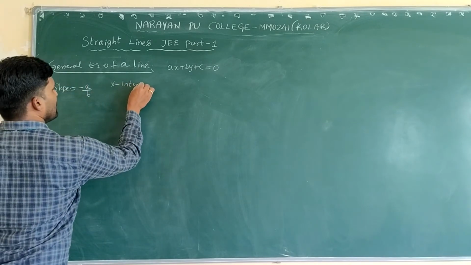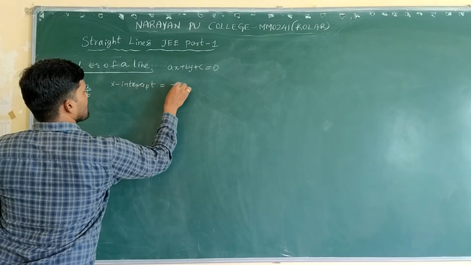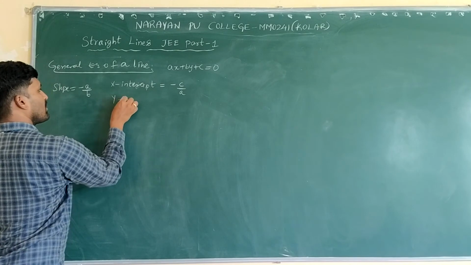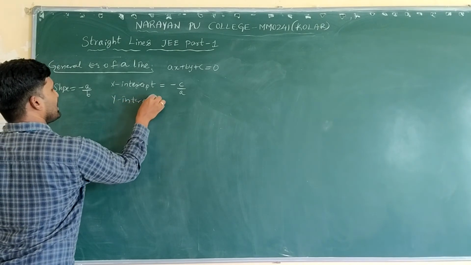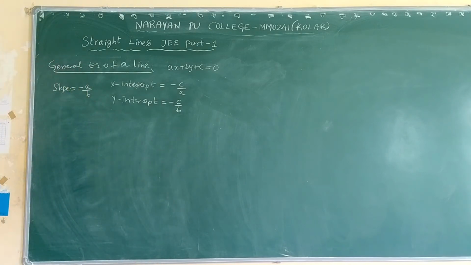Next, how to find the x intercept. X intercept is minus c by a. How to find the y intercept? Y intercept is minus c by b. Now, these are the main terms we can use in the general form.